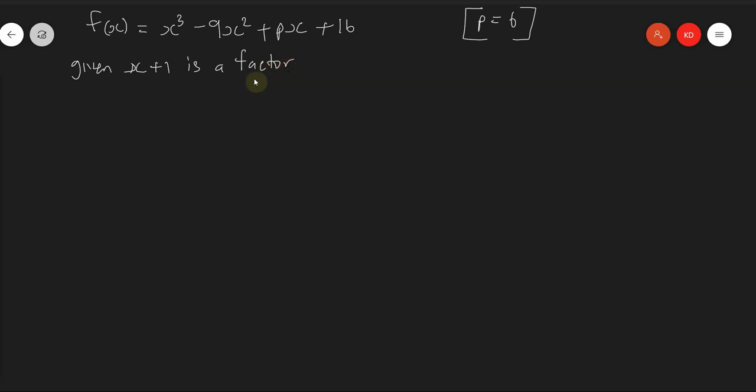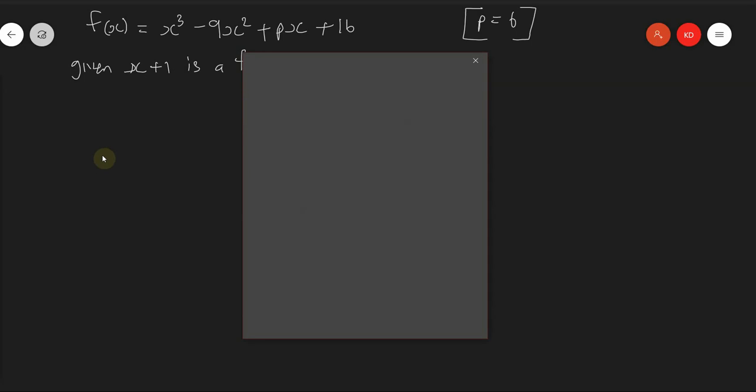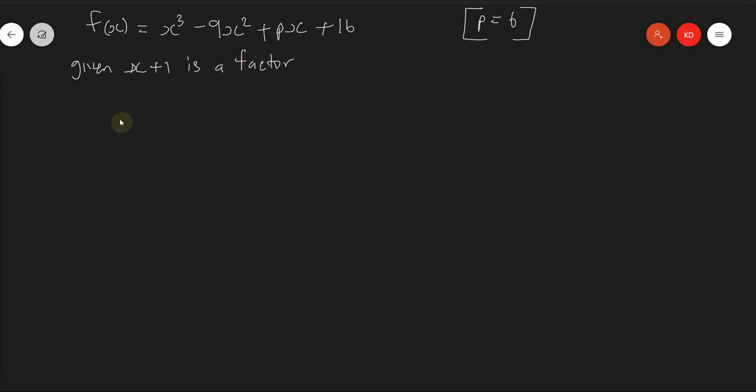Now this is the 2013 past paper, part D of question 1. So just in case you want to find that question. So now what we need to look at is the fact that if x plus 1 is a factor, that means negative 1 is a root of f of x, right? And if negative 1 is a root of f of x, that means when we plug in negative 1 into the equation, it's supposed to be equal to 0. It's supposed to result in 0.